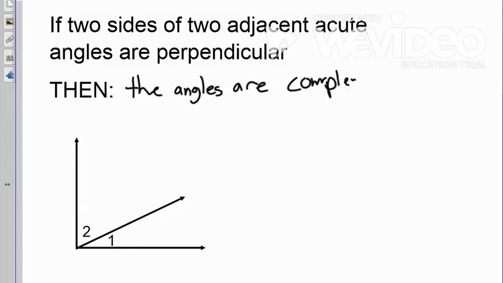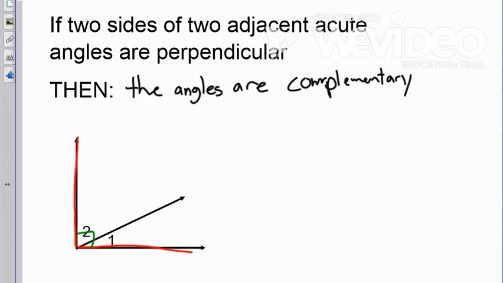Complementary. Okay, so what this is saying is if two sides of two adjacent acute angles are perpendicular, meaning that these sides are perpendicular, that means that the sum of these angles has to be complementary. So I really should be putting a right angle symbol in the middle, because remember, complementary angles mean that they have a sum of 90 degrees.